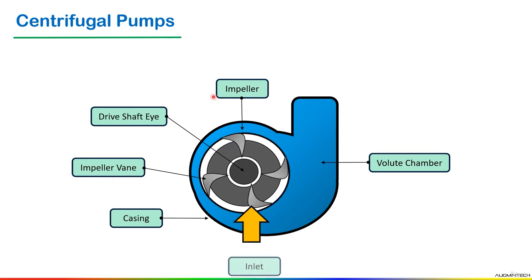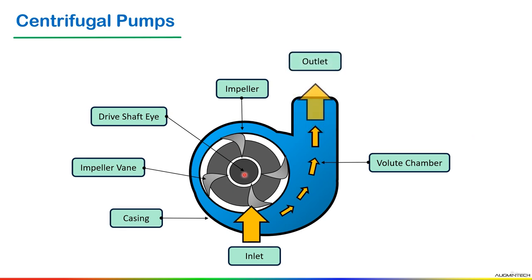This impeller is mounted on the drive shaft only. Based on that shaft, the impeller rotates. Fluid or liquid will enter from this side. This is our inlet point, and by rotating the impeller, the pressure of this liquid will increase, and then we have to discharge. So now my question is how does the centrifugal pump work.